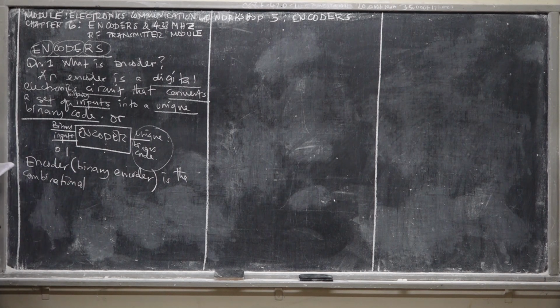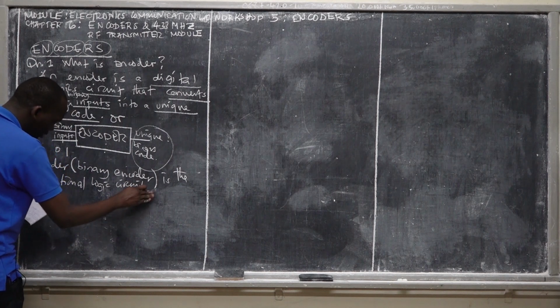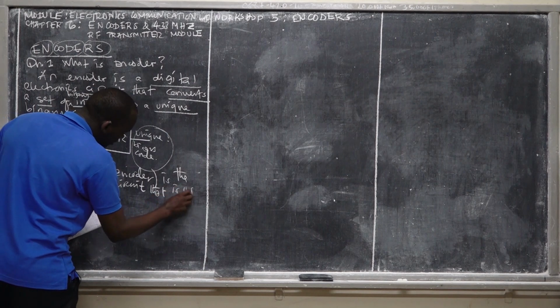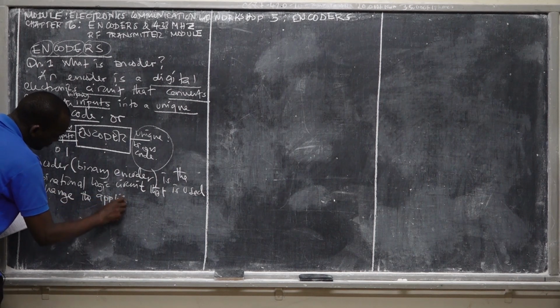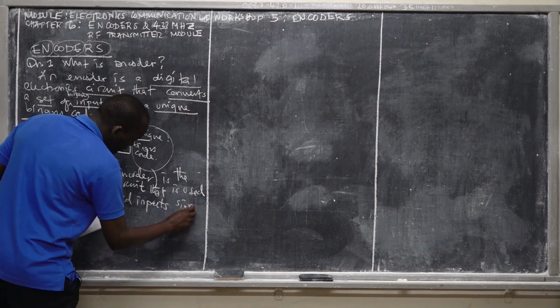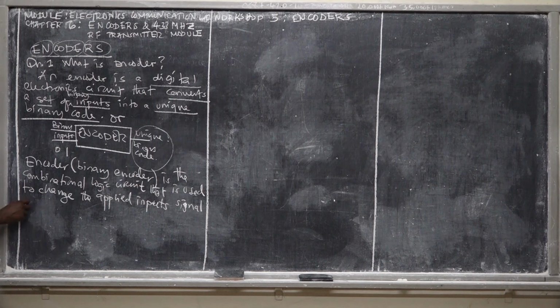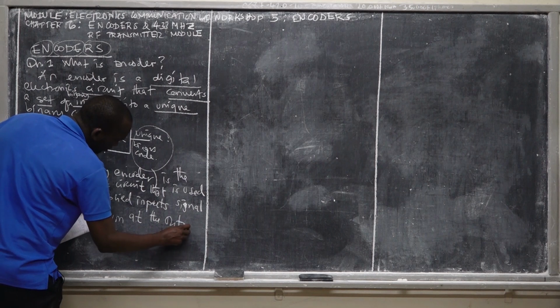This is the combinational logic circuit that is used to change the applied input signal into a coded form at the output.